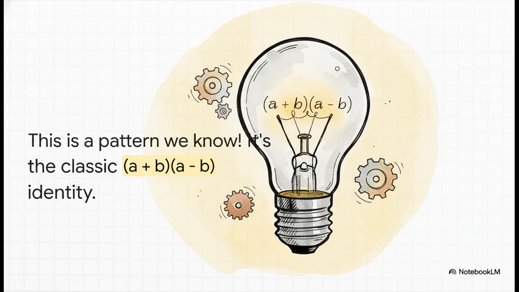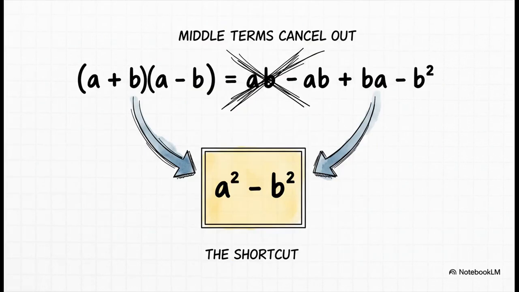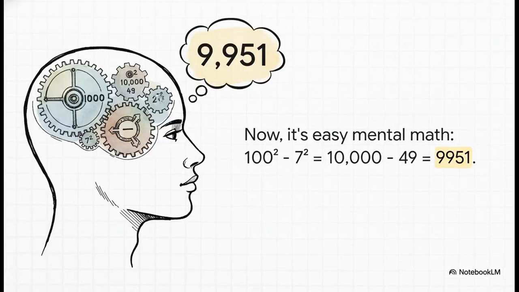A plus b times a minus b. And because we spotted that pattern, we know the shortcut. The answer to a plus b, a minus b is always just a squared minus b squared. All those middle terms just cancel each other out, leaving us with something way, way simpler to calculate. And this is math we can all do in our heads, right? 100 squared is 10,000. 7 squared, that's 49. Do a quick subtraction and boom, 9,951. Just like that. How cool is that?